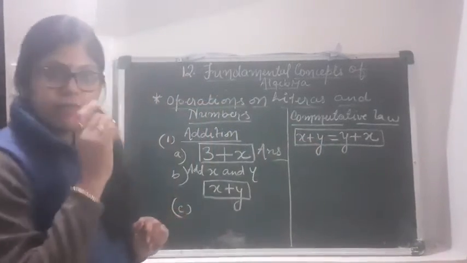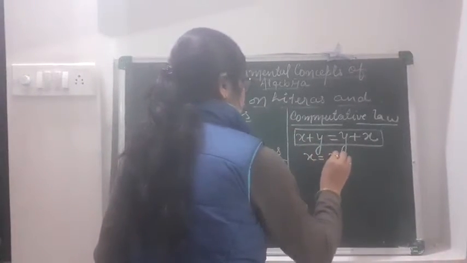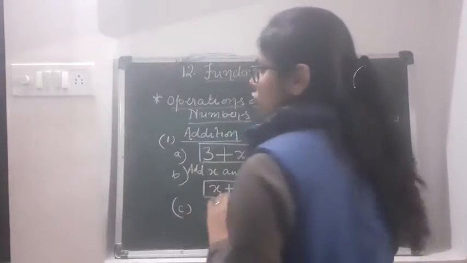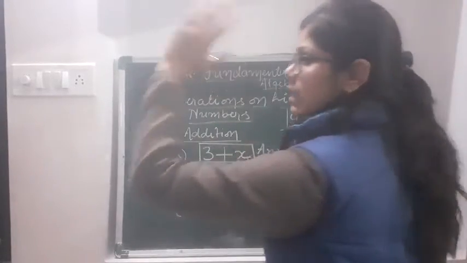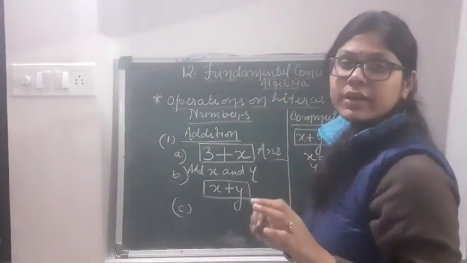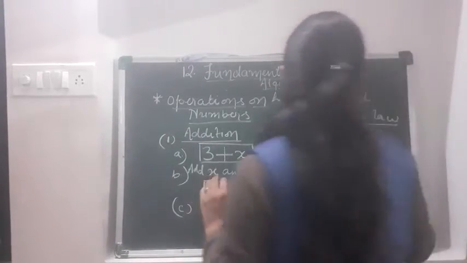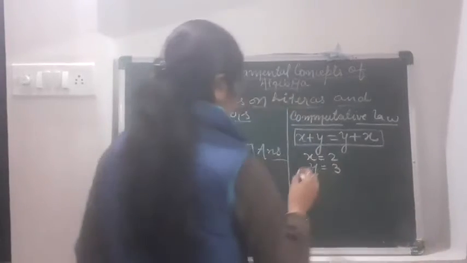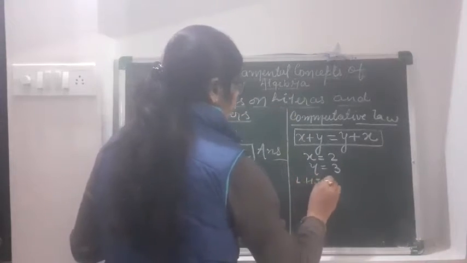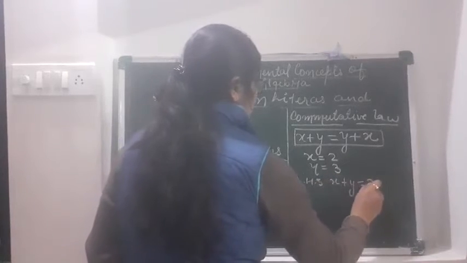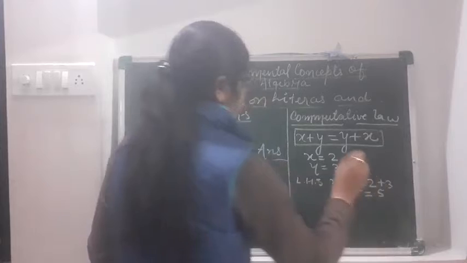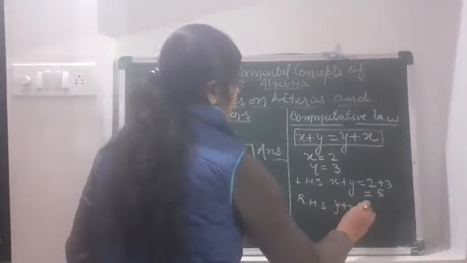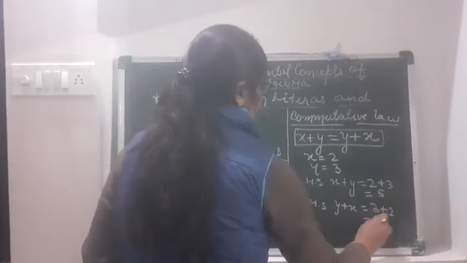Why? If you put x equals 2 and y equals 3. So what is the meaning of left hand side? Whatever is written on the left side of the equals sign is called the left hand side of the equation, and whatever is given on the right side of equals, that will be called the right hand side. If we solve the left hand side, x plus y will be equal to 2 plus 3, that means 5 will come. Let us solve the right hand side. So y plus x equals 3 plus 2 equals 5.